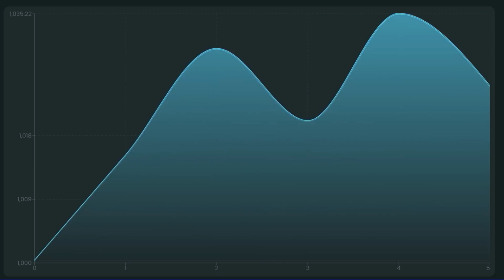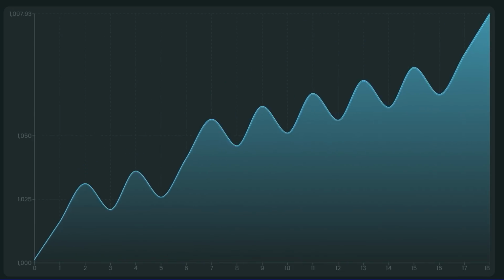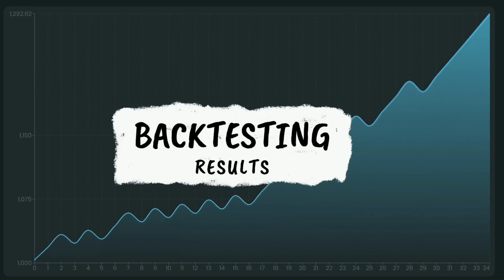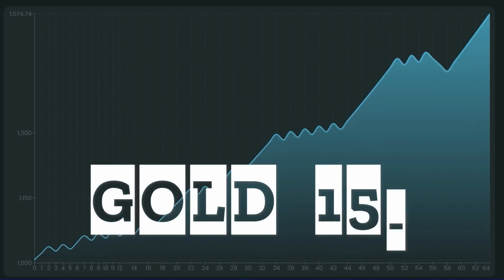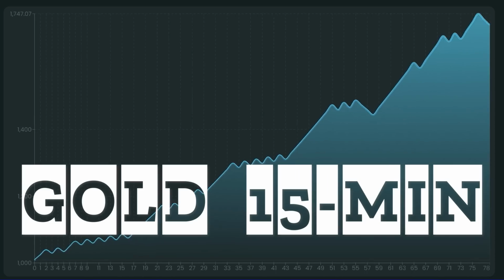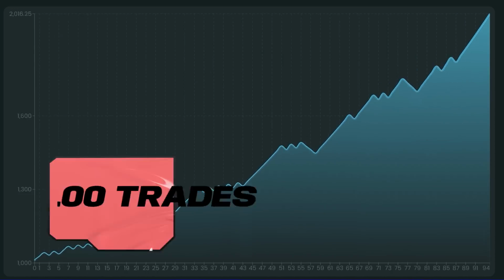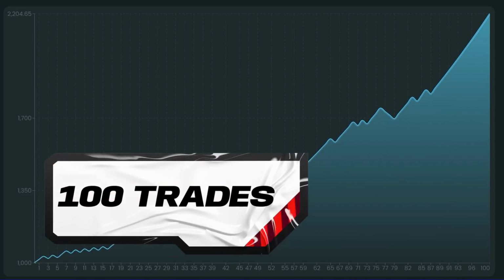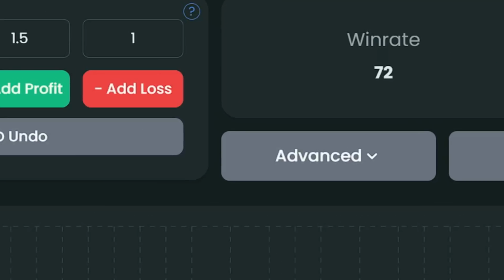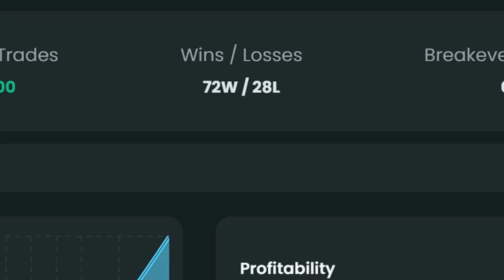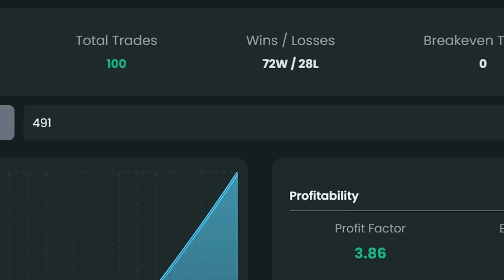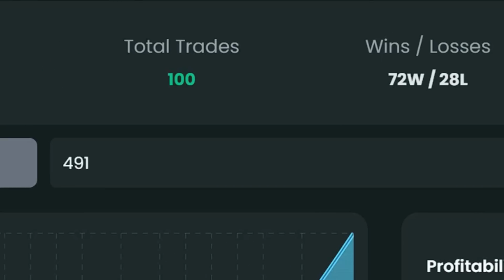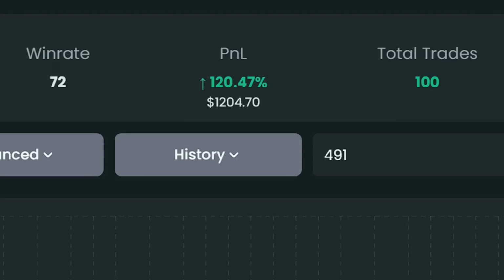Alright folks, hold on to your hats because I'm about to share some jaw-dropping backtesting results using this amazing trading strategy. We took the gold 15-minute time frame for a spin and conducted 100 trades. Brace yourselves. The win rate was a whopping 72%. That's right, we hit the target 72 times out of 100. But wait, there's more. Over the course of 3 months, we managed to rack in a mind-blowing 120% profit.